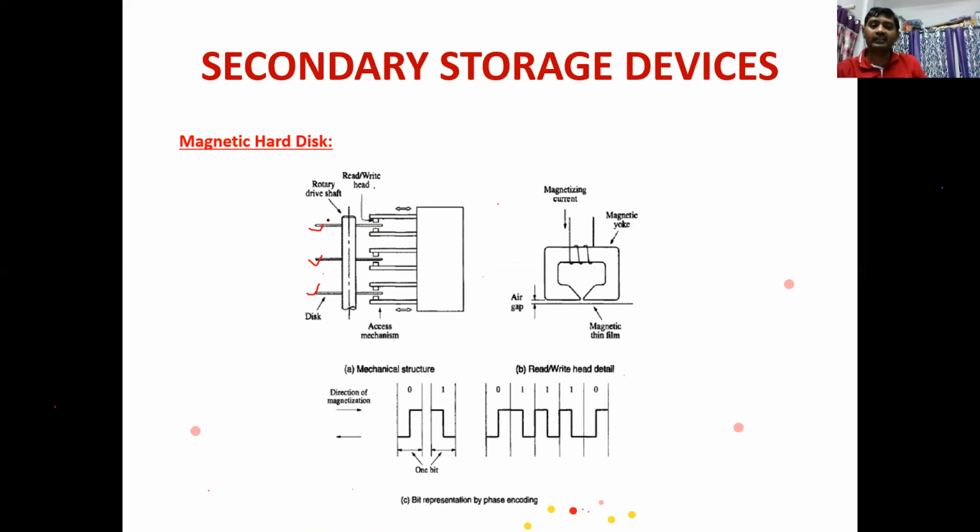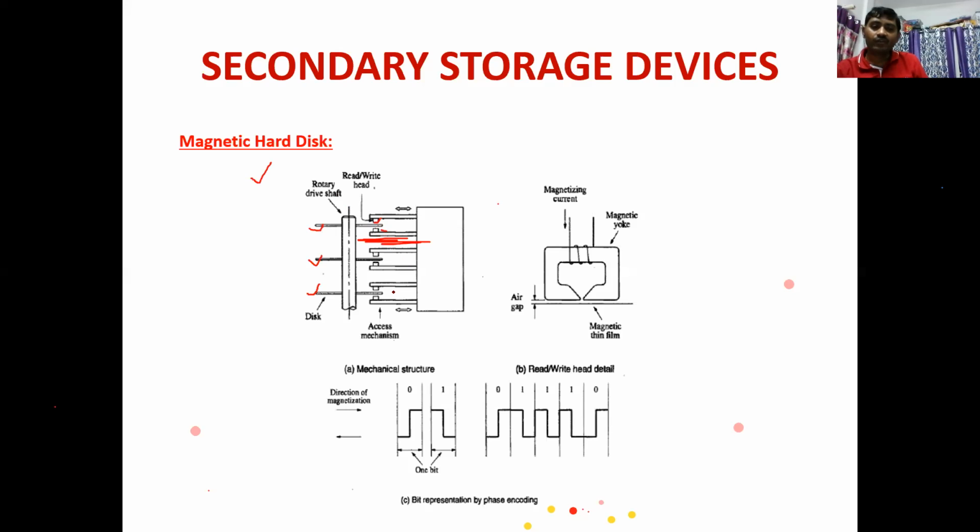Like your CD, on the hard disk it will be there, right? So this is one thing. Both sides are readable and writable. So this is one head and this is the other head. This starts moving here and there, then automatically the data will be read from the disk or written onto the disk. That is what a magnetic hard disk is.